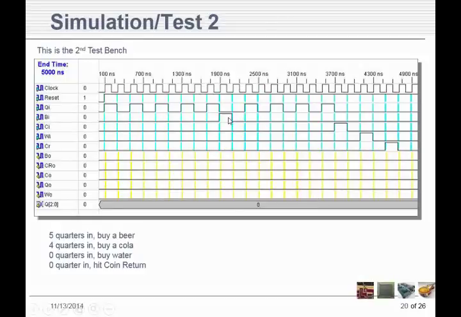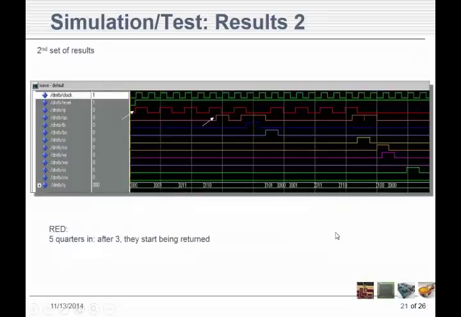Okay, here's a second simulation I did. I put in a whole bunch of quarters. I wanted to see if I'd get a bunch of quarters out. And then I selected a beer, and then I put in a bunch of quarters, and I selected a cola. And then with no money in, I hit water, and then hit carriage return. I wanted to see what would happen. Colors. I finally learned to do colors.